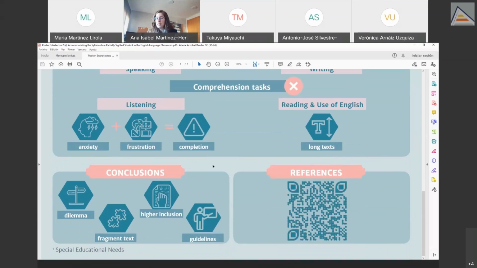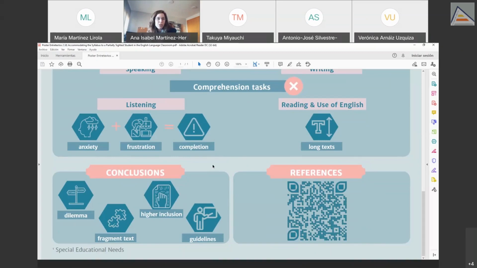Had it been Braille, then the student would have been reading, but not in this case. So that caused a bit of a dilemma there. We reached the conclusion that with longer texts, we need to fragment the text. So instead of reaching all the way to the end of the line, we should break the lines so that it's easier to navigate vertically. We did reach high inclusion, although not total inclusion.